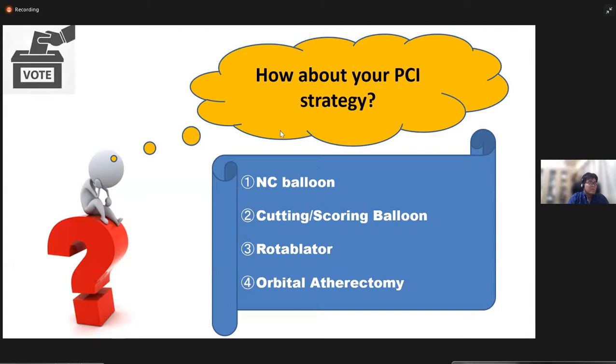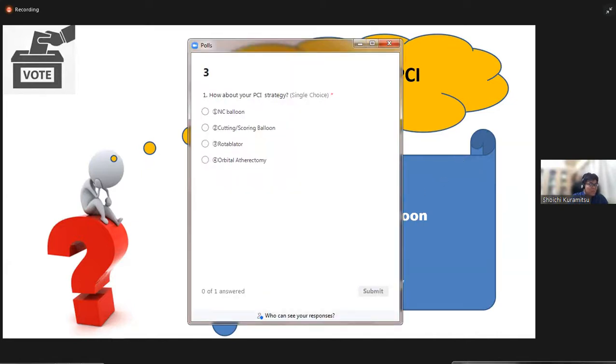All right, so next question. How about your PCI strategy? Now we can estimate that side branch occlusion probably occurs in this case. So next, we should consider what to do. Number one, NC balloon dilatation. Number two, cutting or scoring balloon dilatation. Number three, rotablator. Number four, orbital atherectomy.